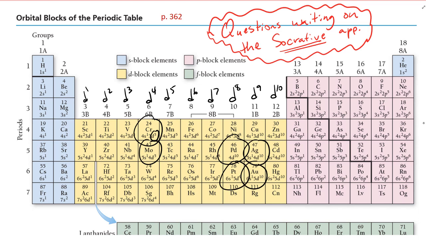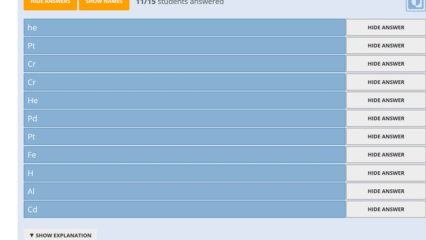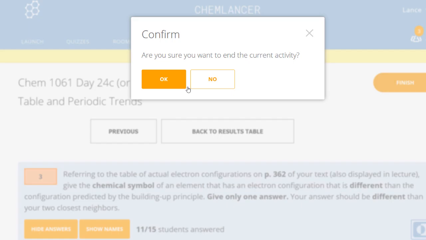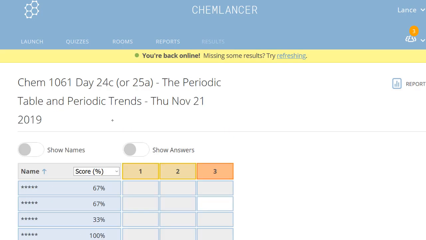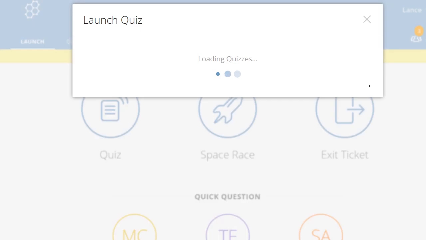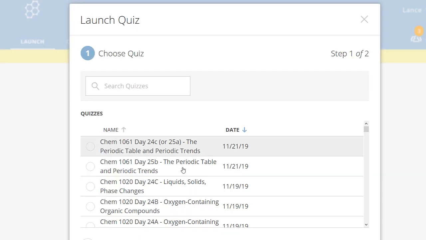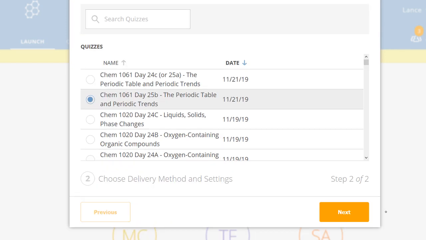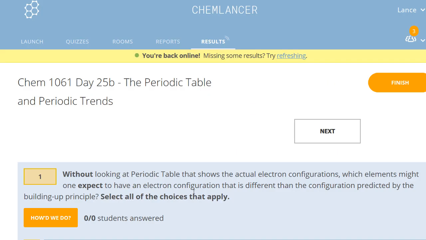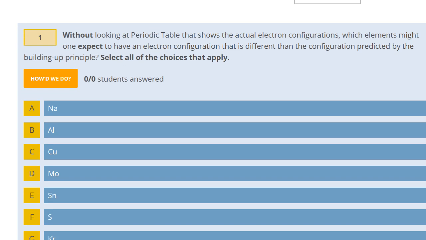What else should we know about these? Well, if I were to ask you which elements have exceptions to the building up principle, let's not look at the periodic table that shows them, let's instead just look at your periodic table. And I'll load this one up here and ask you this question here.